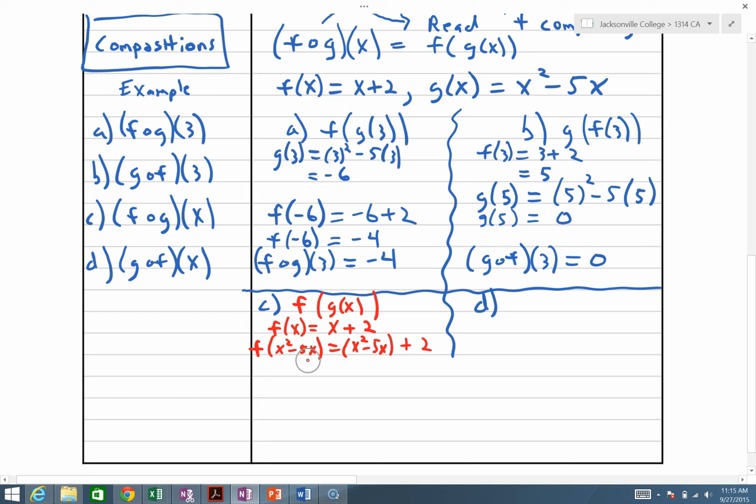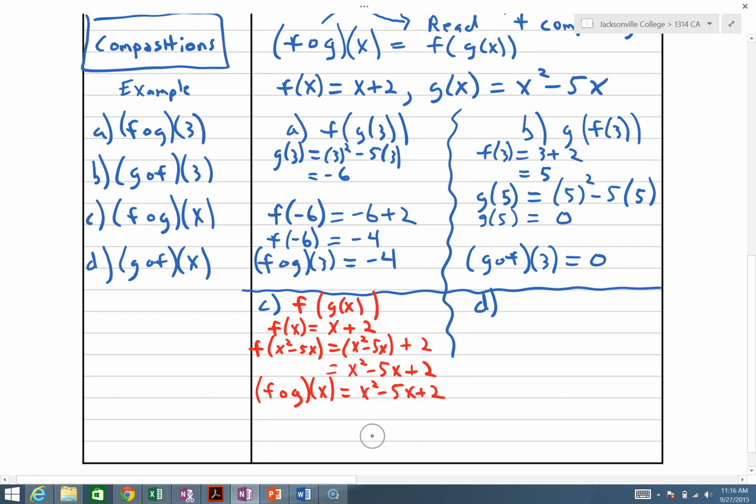This left side will stay the same. This right side, I don't need this parentheses. I can simply drop it. We have X squared minus 5X plus 2. These terms are all unlike, so I'm finished. I say F of X squared minus 5X is this. My initial statement was this one. F compose G of X is equal to X squared minus 5X plus 2.